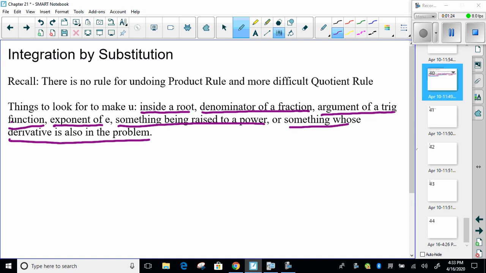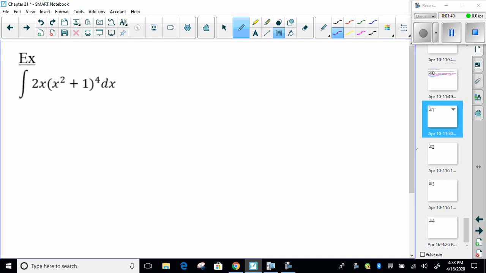Now what we're looking at is how we use substitution to make it easier, and then we have to go back through it. Because if I have x in my problem, I need x in my final answer when I integrate. I can't have a u. But we're going to use a u along the way to try to make it a little bit simpler. So here's what I'm talking about.